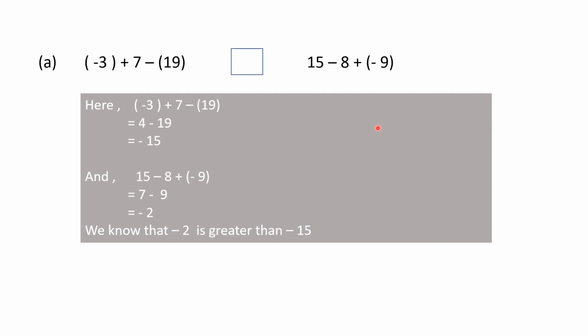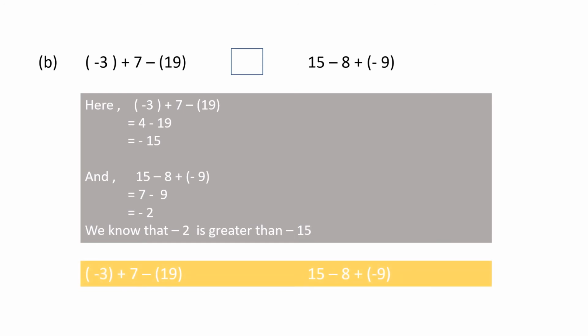And by comparing the two integers that we have got, we know that minus 2 is greater than minus 15, right? All these things have been taught in the first class. Please revise those classes before coming and watching these classes, all right? So now we know that minus 2 is greater than minus 15, which means that we can conclude that the given two parts, we can see the first part is minus 3 plus 7 minus 19 and 15 minus 8 plus minus 9. When we solved, we have got two integers, minus 15 and minus 2.